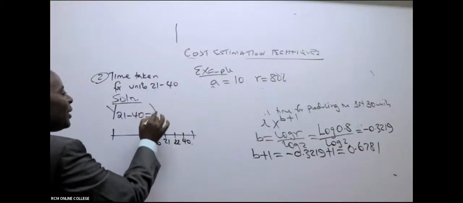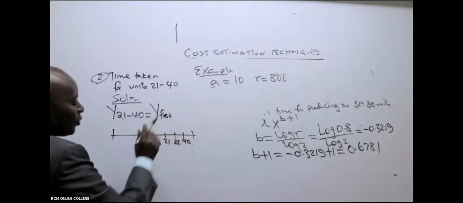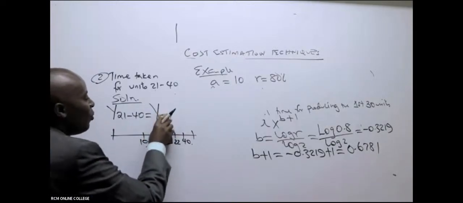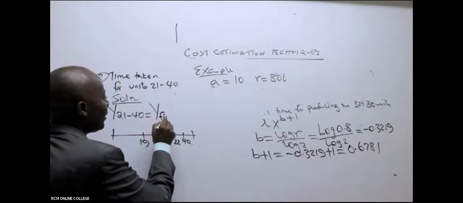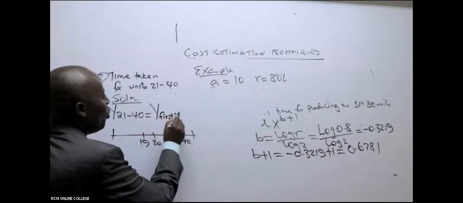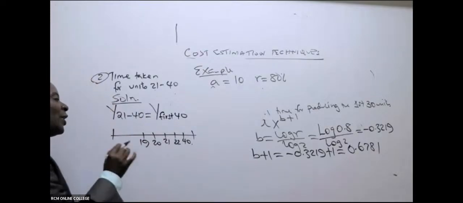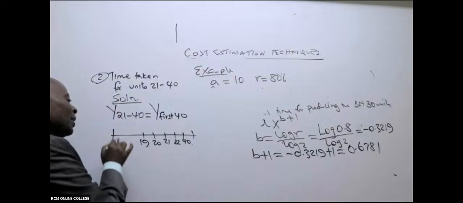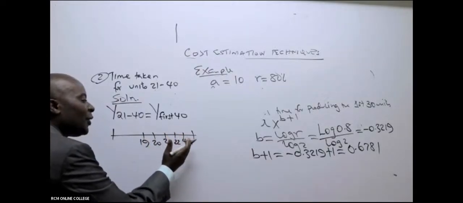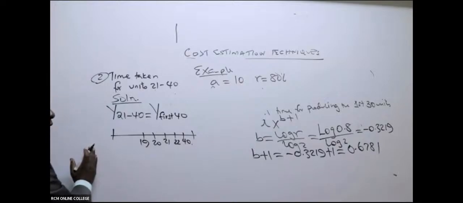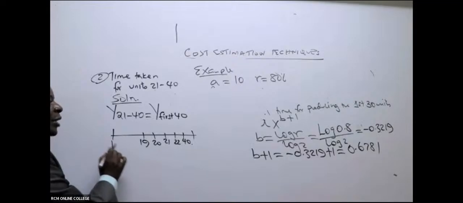So I will come and say here, y first 40. I work with the upper limit, y first 40. When I say y first 40, what does it mean? That I've been able to take all these quantities up to the 40th unit. First 40 is from 1 to 40.